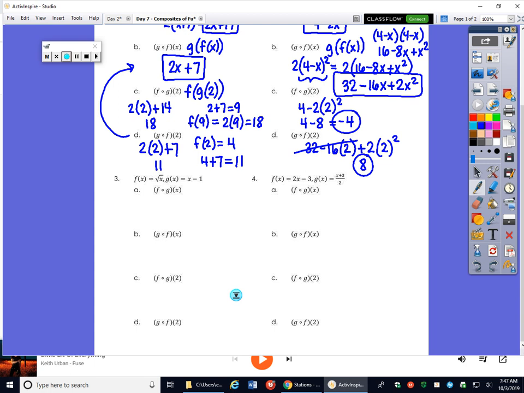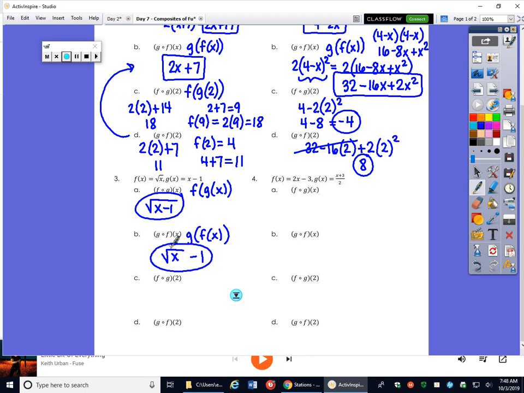Number 3, f of g of x, which is what this means, is going to be the g of x function inside the f of x function. So we're going to have the square root of x minus 1. G of f of x means the f of x function inside the g of x function. So instead of putting the x, we put the square root of x and then minus 1.